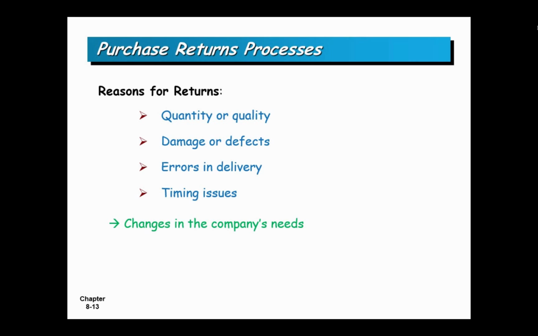Now the reasons for returns could be anything, right? It could be the quantity was wrong or the quality was wrong. It was damaged or defective. The delivery, I'm not sure what I mean by errors in delivery, but maybe it was delivered to the wrong location. And the timing issues. It came, but it was too late. You didn't need it anymore.